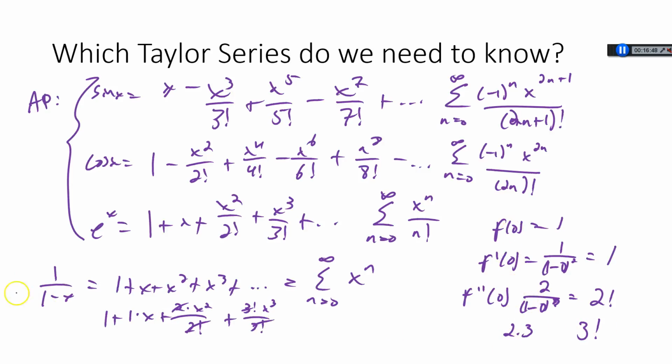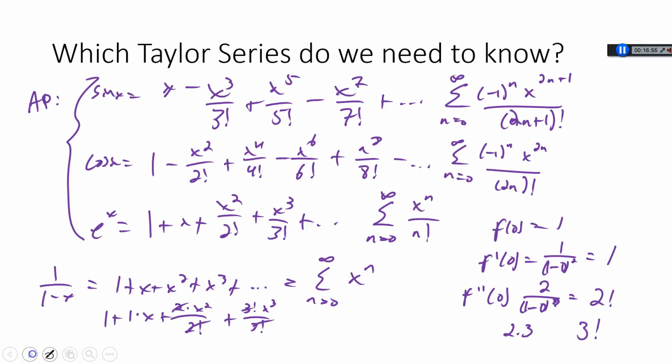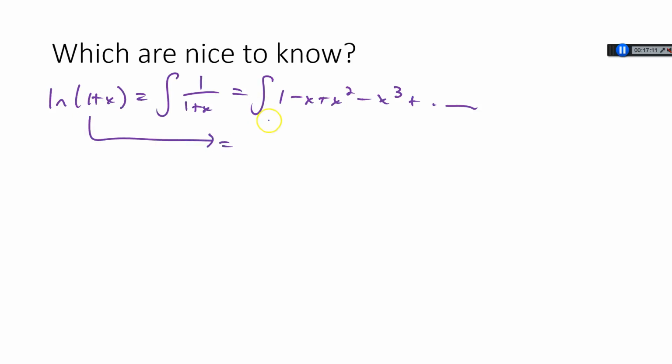Okay. So these are the three you really need to know. And the question is now, okay, which are nice to know? Well, we said the 1 over 1 minus x is one that you have to know just because it's geometric. Natural log of 1 plus x. This would be the antiderivative of 1 over 1 plus x, which would be the antiderivative of 1 minus x plus x squared minus x cubed forever and ever, which ends up being, so this guy is x minus x squared over 2 plus x to the third over 3. Notice there are no factorials. That's important for natural log. X to the fourth over 4, and this will keep going, okay?